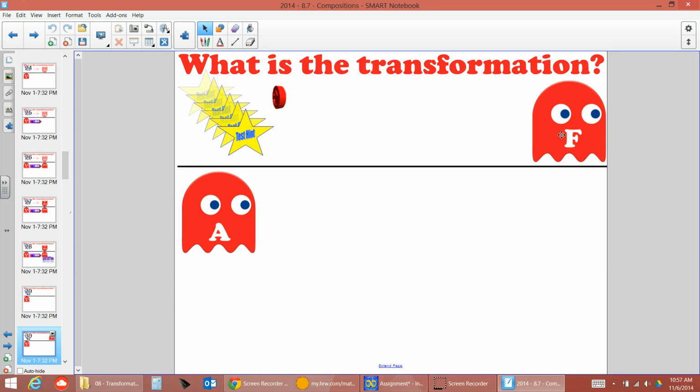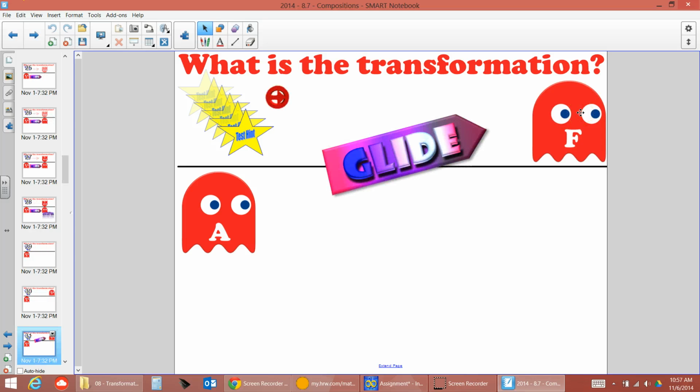F. You're going to have one like this on the test, okay? It's designed to confuse you, but it's simply just taking A and moving to F. That's called a translation. I know it's on the other side of the line, but don't get tripped up by that. It's just a glide or a translation.